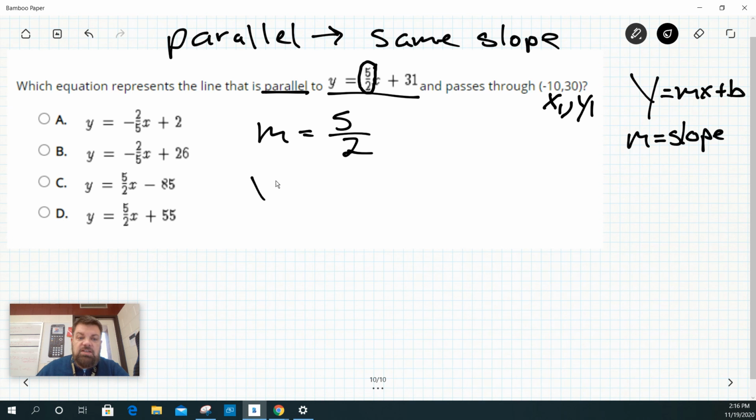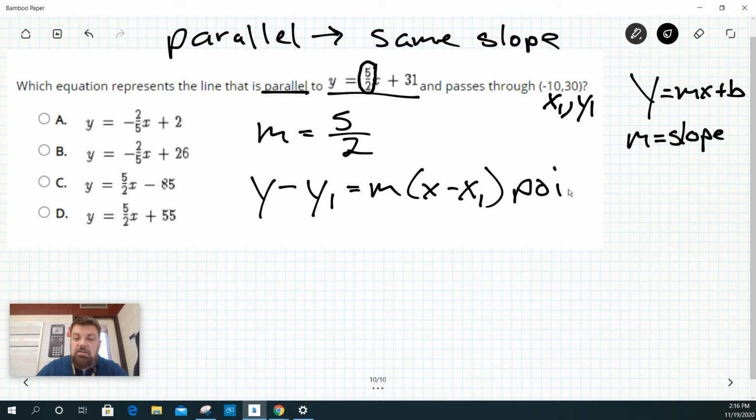So now to write the equation of the line, I'm going to say y minus y sub 1 equals m times the quantity x minus x sub 1. How did I know to use that formula? Because it's called the point slope formula. Well, they don't give me the slope, but they do, right? They say parallel to this slope, which means it's the same slope. So here's my slope here.